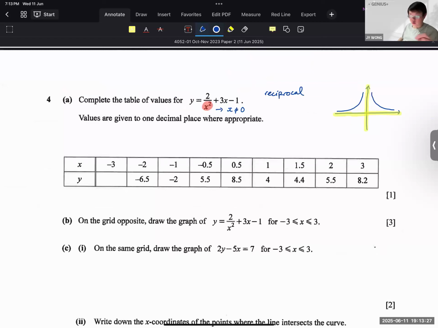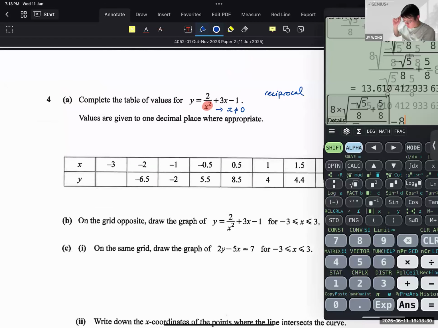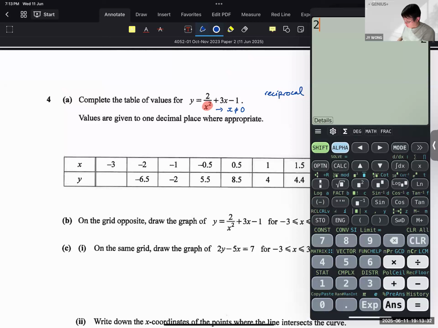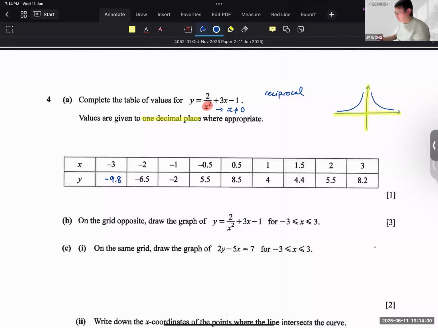What's the value of y when x is -3? So 2 over (-3) squared. There are always students who forget to put the bracket. You need to put the bracket because you square the negative sign as well. If you don't square the negative sign, then the negative sign remains, then your answer is going to be wrong. So the answer you should leave here is 9.8, because all the answers, as you can see, are given to 1 decimal place. So now I can go and start plotting and drawing my graph.